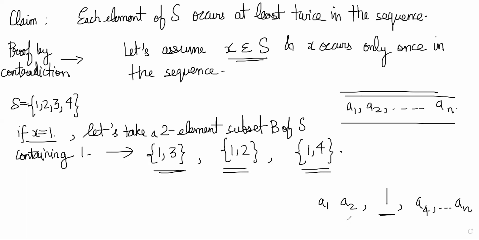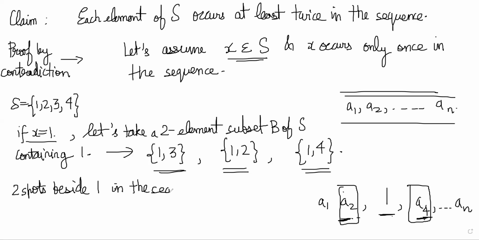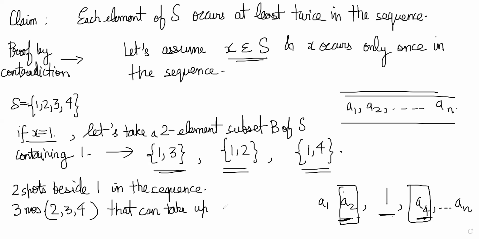If 1 comes only once in the sequence, then what are the 2 spots available for consecutive terms? We have 1 spot here and 1 spot here, which are the 2 spots available beside 1. So this spot could be filled with 3 or 2 or 4. So there are only 2 spots beside 1 in the sequence, and there are 3 numbers, 2, 3, and 4, that can take up these spots.